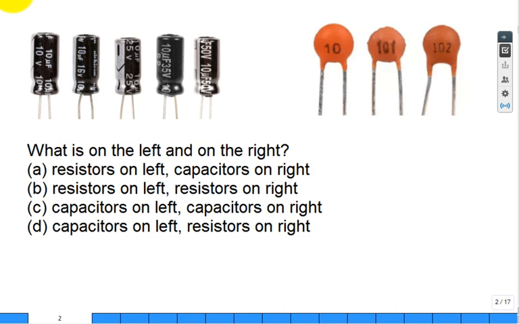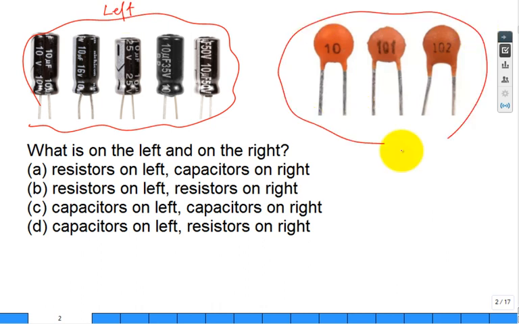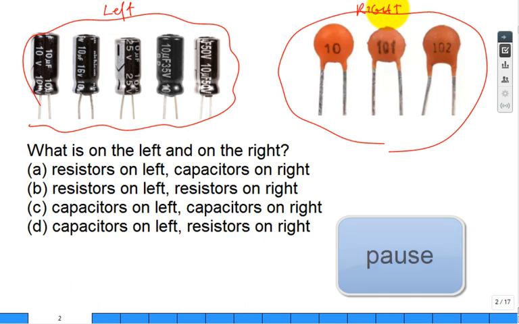So here's a first clicker question. I've taken an image of something on this side of the page, let's call this the left, and an image of something over here on the right. Can you just look at them and say what is on the left and what's on the right? Are there resistors on the left and capacitors on the right, resistors on both, capacitors on the left and resistors on the right, or what? What are they?